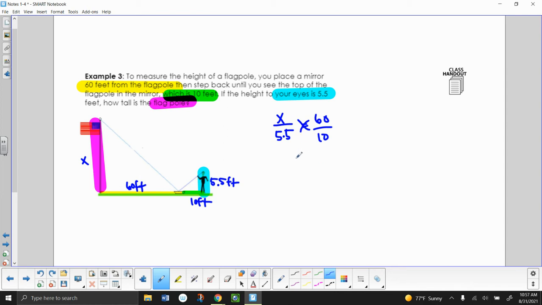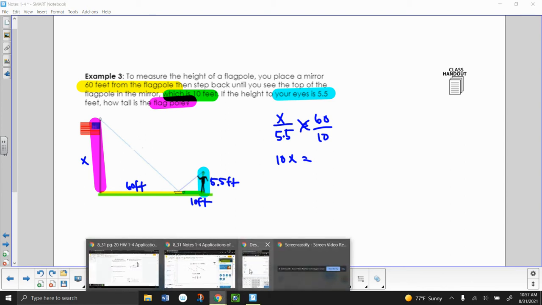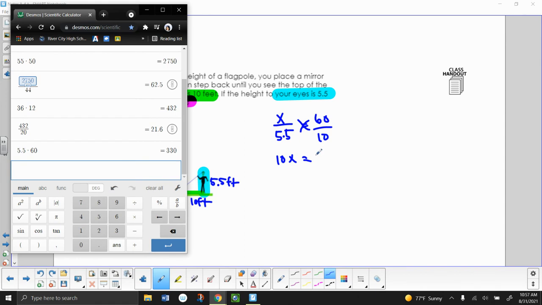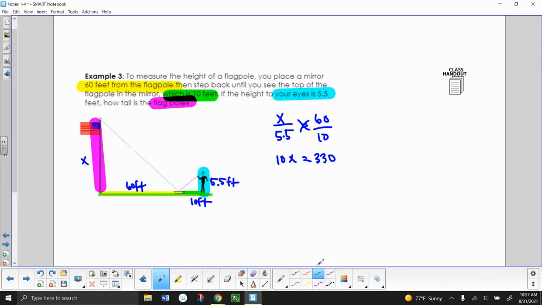So 10 times x is 10x. 5.5 times 60 is 330. Divide both sides by 10. So I'm going to say the flagpole is 33 feet tall.